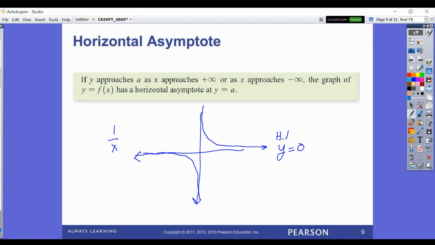So horizontal asymptotes are going to be y equals, and vertical asymptotes are going to be x equals. So it's very important that you put that letter there. Don't just say the horizontal asymptote is 0. That doesn't work. You have to say y equals because we want the name of the line.